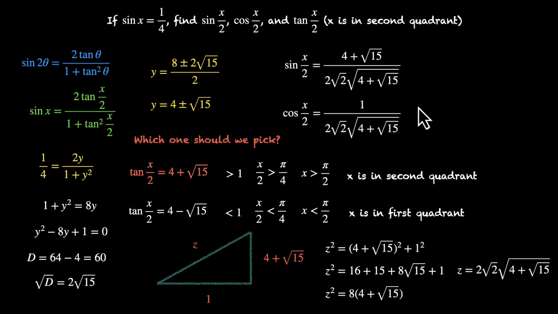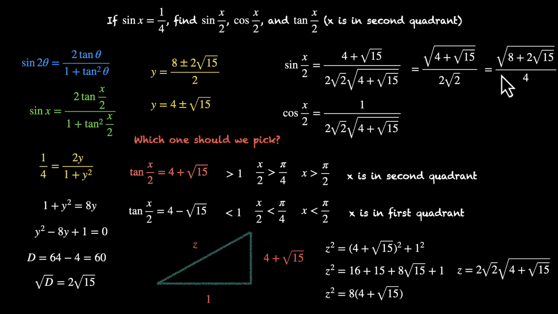Now we can simplify these values. Let's look at sine x by 2. In the numerator we have 4 plus root 15. In the denominator we have square root of 4 plus root 15. So the root cancels out and the numerator becomes root of 4 plus root 15 and the denominator is 2 root 2. We can even get rid of this root in the denominator. We can multiply numerator and denominator by root 2. We have square root of 8 plus 2 root 15, divided by 4.